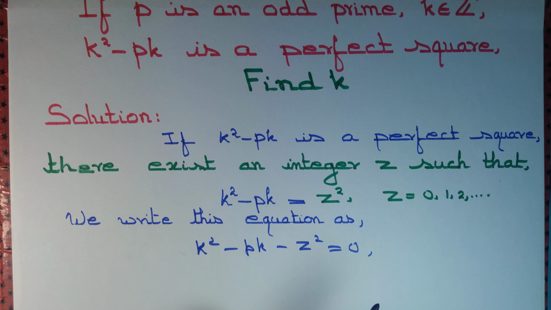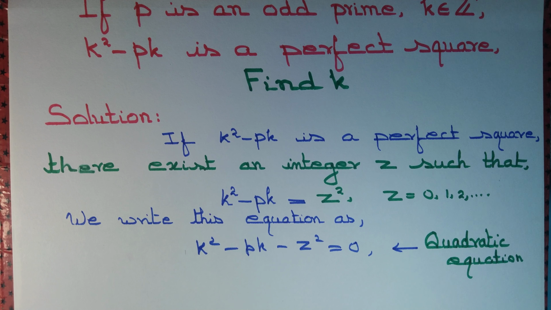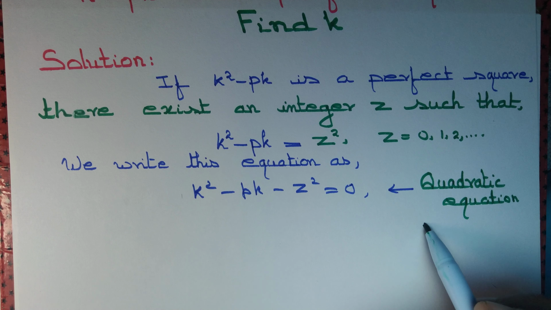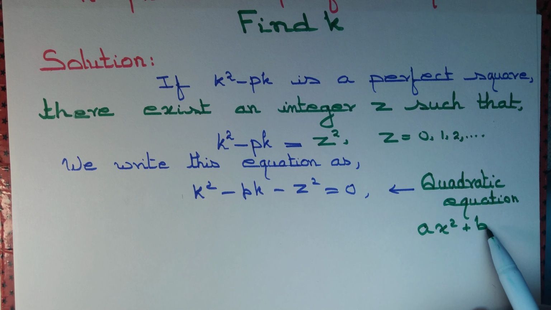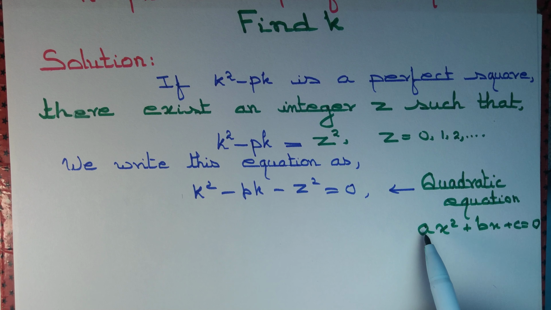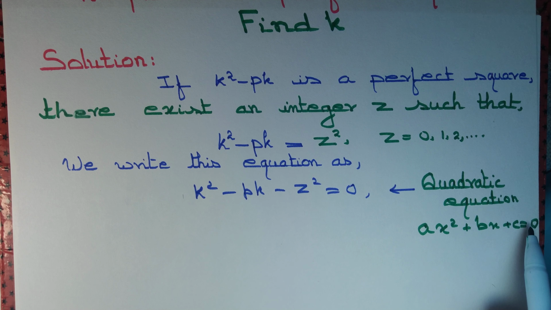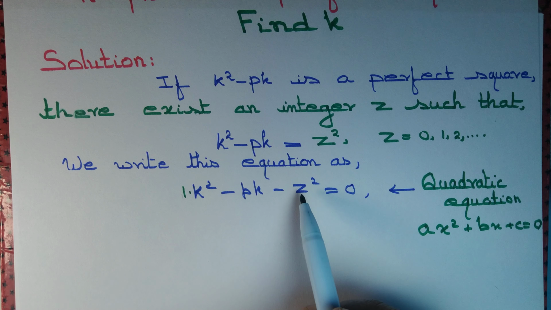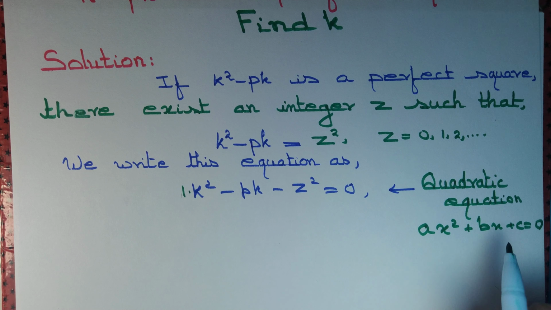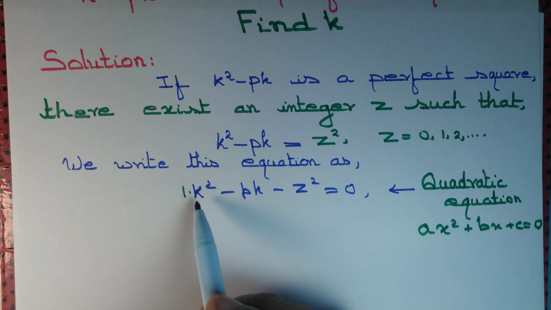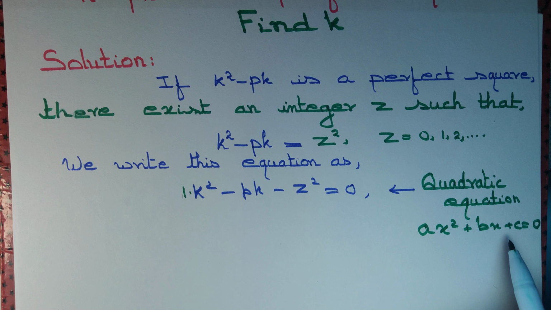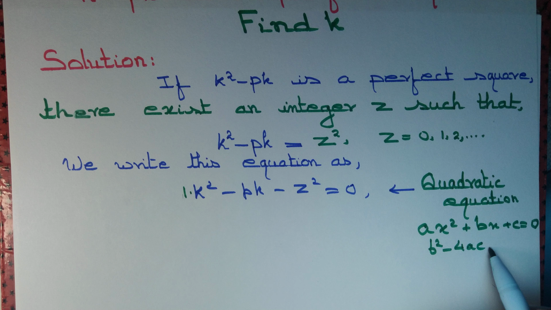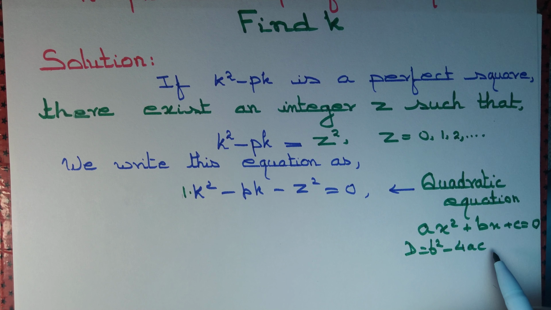Now you see that this is a quadratic equation. In general, quadratic equations are of the type ax square plus bx plus c equal to 0. And if coefficients a, b, c are integers, in this case that's true, 1 is an integer, minus p is an integer, minus z square is also an integer, and k is an integer, then this equation is having an integer root, so it must follow that b square minus 4ac, or the discriminant, is a perfect square.